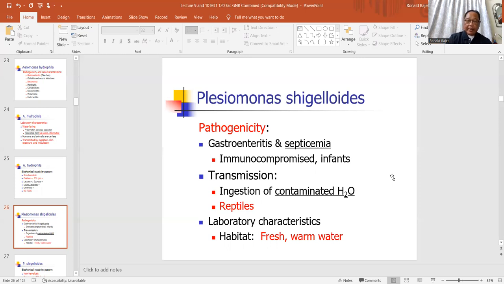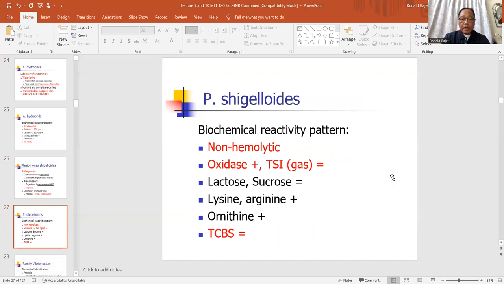Laboratory characteristics, habitat is fresh, warm water. On culture, it's non-hemolytic. It's oxidase positive. Most of these non-fermenting gram-negative rods are oxidase positive. They produce gas on TSI, so does E. coli. And it doesn't like to grow on TCBS. Does not grow on TCBS. Make sure you know that TCBS is selective for the Vibrios.